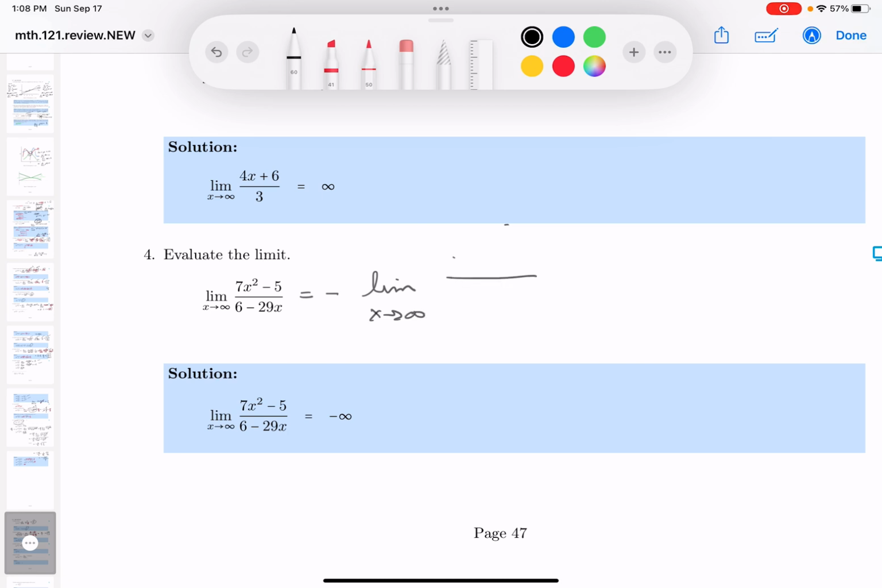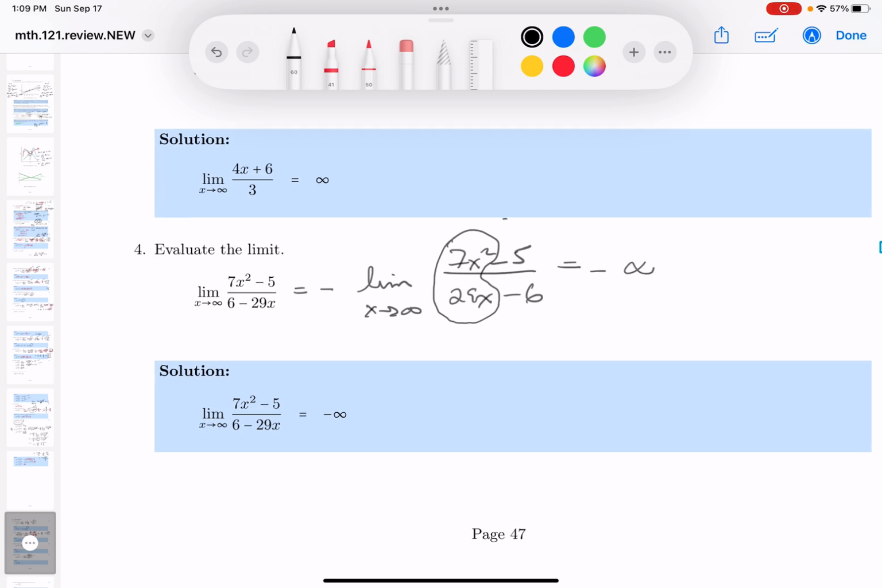And what do you get there? You still get 7x squared minus 5 on top. This is probably my preferred way of thinking about it. On bottom, what do you get? 29x minus 6. Now looking at this, I'm really focusing in on these two leading terms. The ratio of those two would be 7 over 29 times x. It's certainly going towards infinity. So minus goes towards infinity. We get minus infinity, all right?